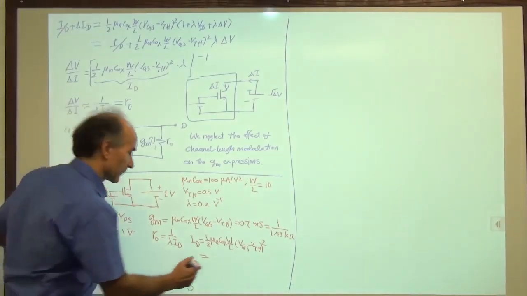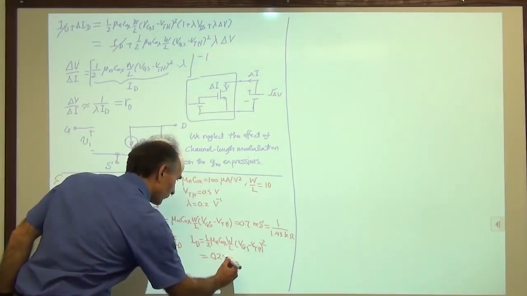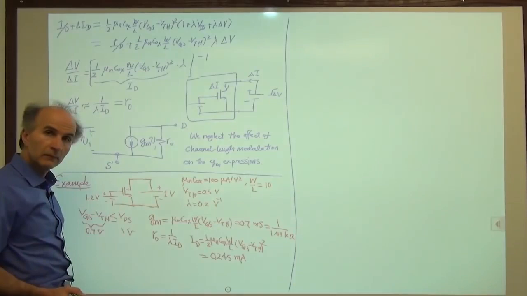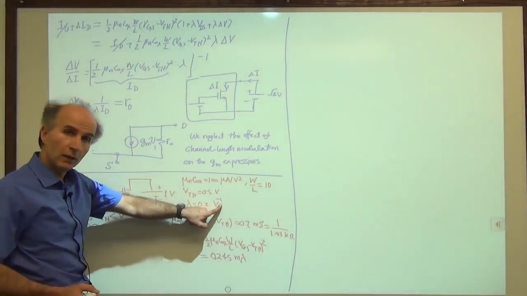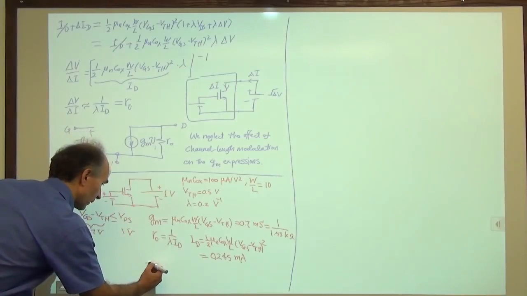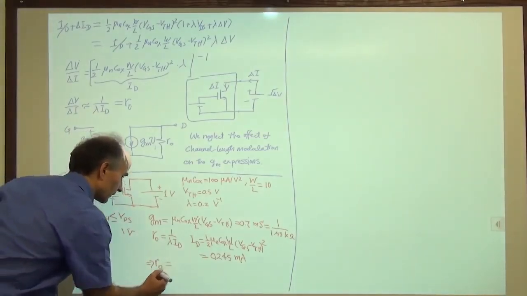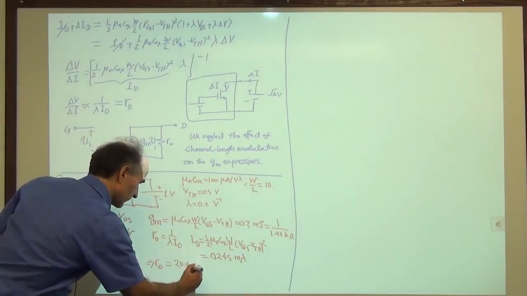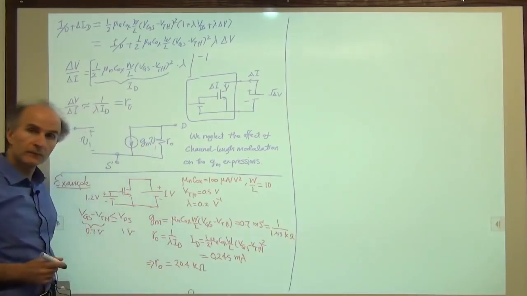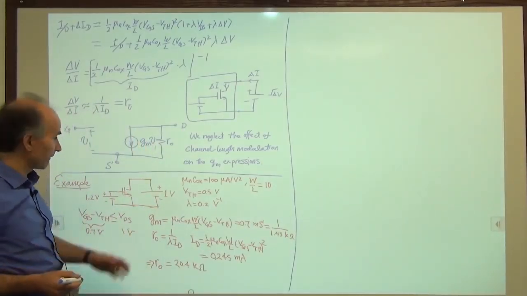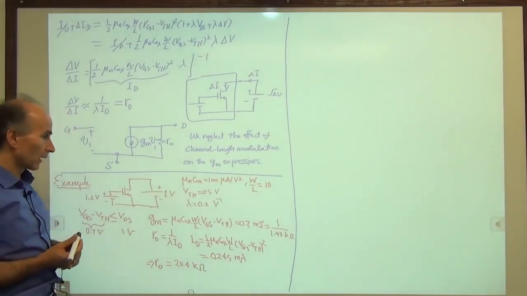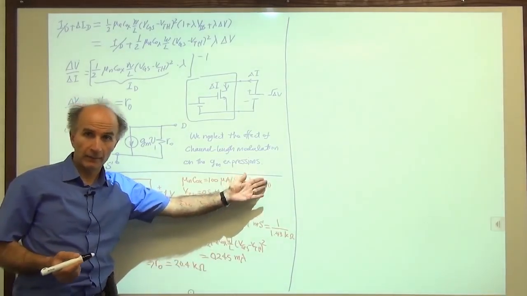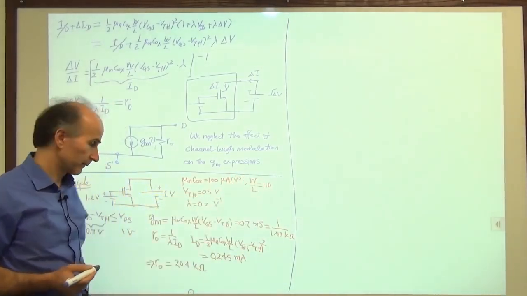So we write that as, we calculated, it comes out to be 0.245 milliamperes. And given that lambda is 0.2 1 over volt, we have RO equals 20.4 kilo ohms. All right, we have found the small signal model of the transistor under these conditions if W over L is chosen to be 10, for example, 5 microns over 0.5 microns, something like that.